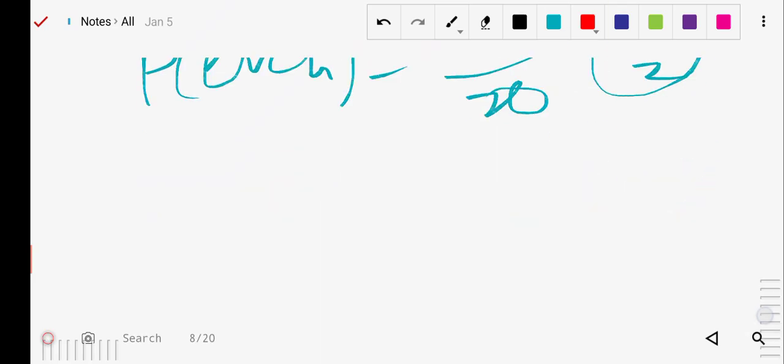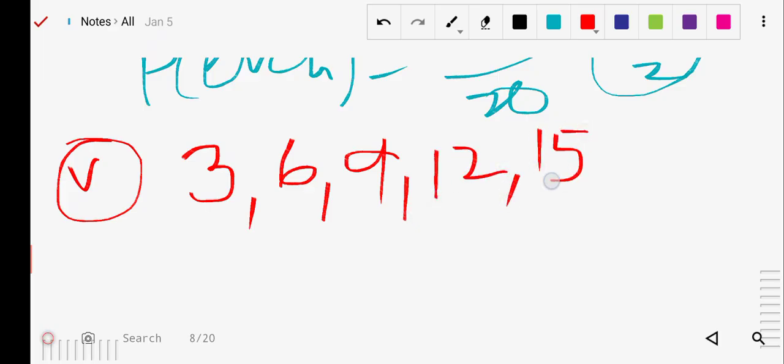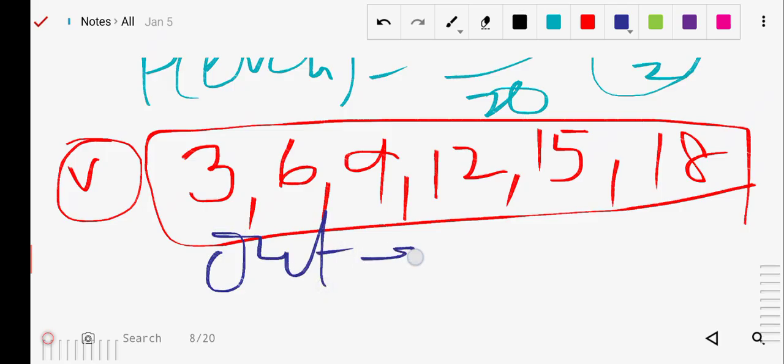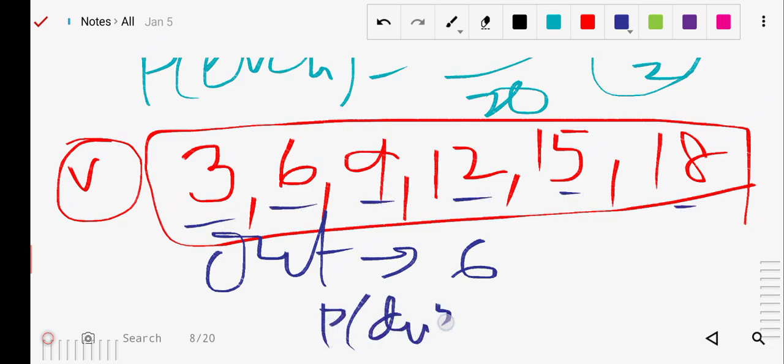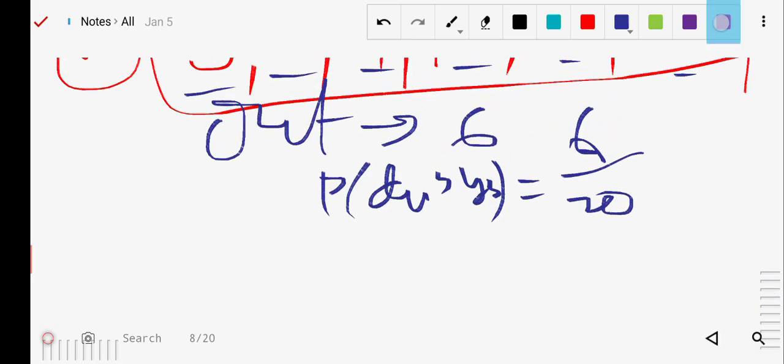Now next, question number 5 is a number divisible by 3. So we can write the multiples of 3: 3, 6, 9, 12, 15, and 18. These are the numbers which are divisible by 3. So how many outcomes are there? Outcome is 6: 1, 2, 3, 4, 5, 6. So the probability of divisible by 3 will be 6 by the total of 20. 6 by 20 you can divide and solve, so 3 by 10. That's your answer.